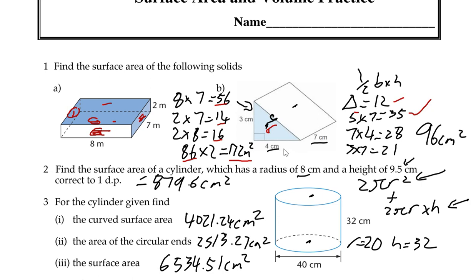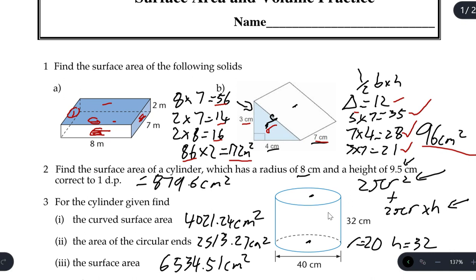The base is going to be 7 times 4 is 28. And this back side here that you can't see, opposite that ramp at the back there, is going to be 3 high, and it's going to be 7 up there. So 3 times 7 is 21. You add all those numbers up and you'll get 96 centimeters squared.